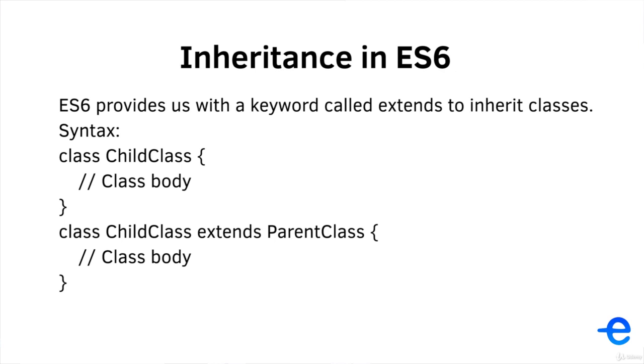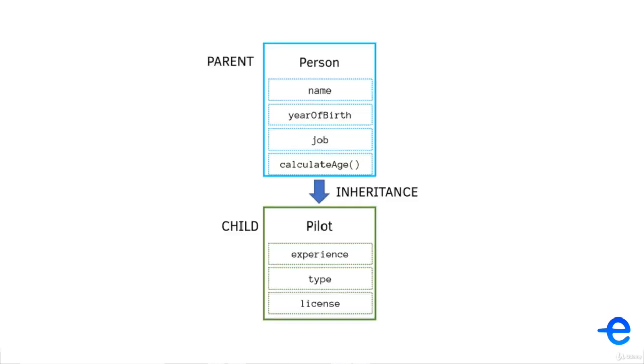To create a class, you do class followed by class name, and inside the curly braces is your class body. Now to inherit a parent class, after that class name, you add a keyword called extends followed by the parent class name. Say you have these two classes, person and pilot. The person class is the parent and pilot is the child class. Let's try writing some code to inherit person in pilot class.